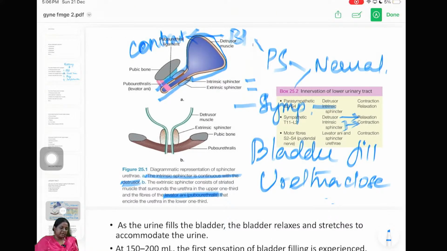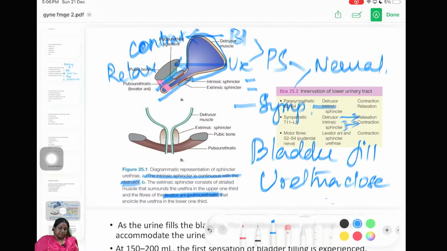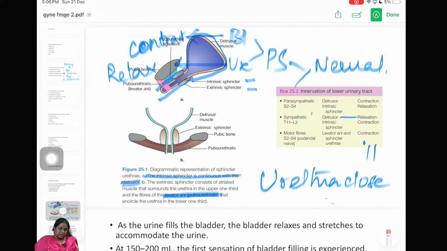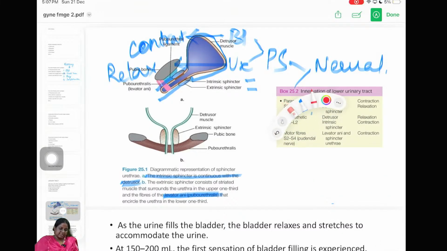Understood? And the urethral sphincter will relax. Understand these two? Apart from that, there is another innervation by the pudendal nerve, that is motor fibers. The motor fibers through the pudendal nerve supply the levator ani and sphincter urethrae. So they have a contraction once again. So motor fibers, voluntary control. Yes, so these are the innervations.